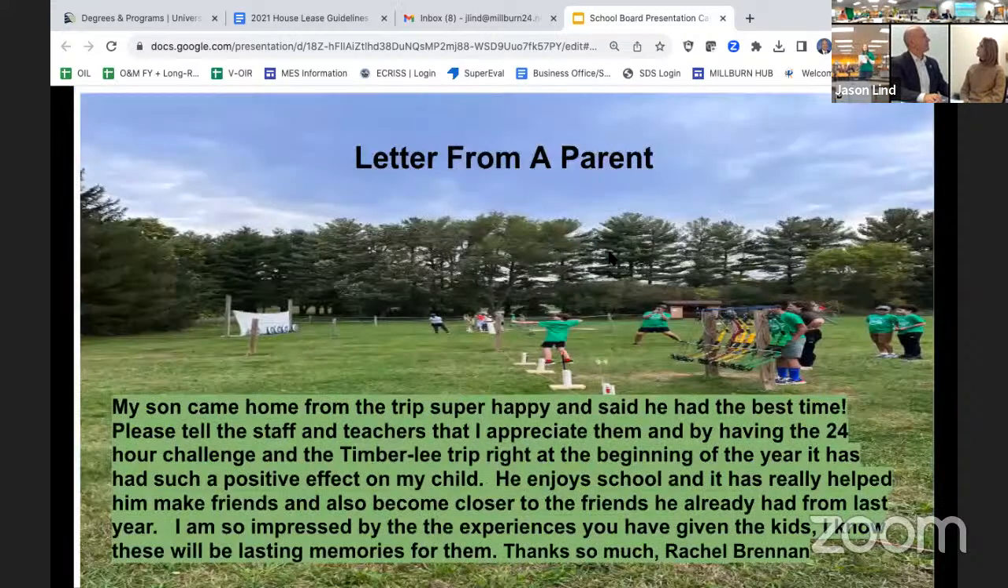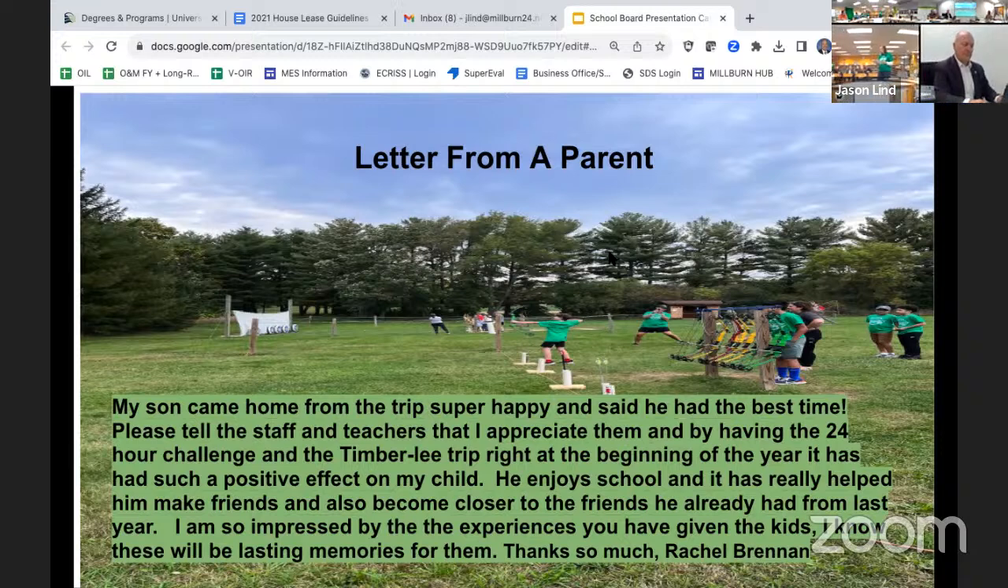And then we also had a letter from a parent. This is one that was sent in. It says, my son came home from the trip super happy and said he had the best time. Please tell the staff and teachers I appreciate them. And by having the 24-hour challenge and the Timberly trip right at the beginning of the school year, it has had such a positive effect on my child. He enjoys school and it has really helped to make friends and also become closer to the friends he already had for the last year. I am so impressed by the experiences you have given the kids, and I know these will be lasting memories for them. That's from Rachel Brennan.